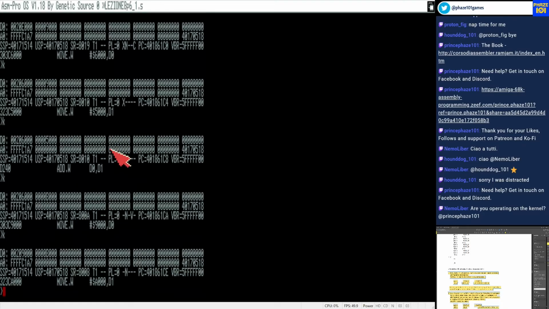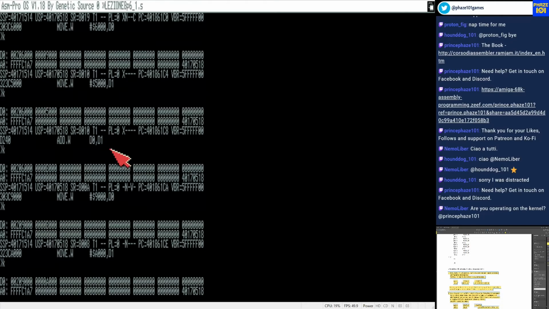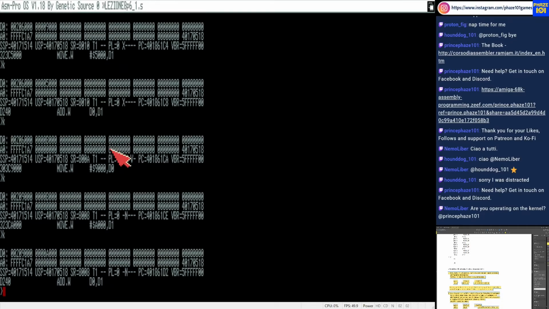Last one, we are moving A000 into D1, and 9,000 into D0. I forgot to say that. So adding them together, 9,000 plus A000 will not fit in a word. So when we execute the instruction, we get the X and C set, of course, because they reflect each other, and the V, which is an overflow.